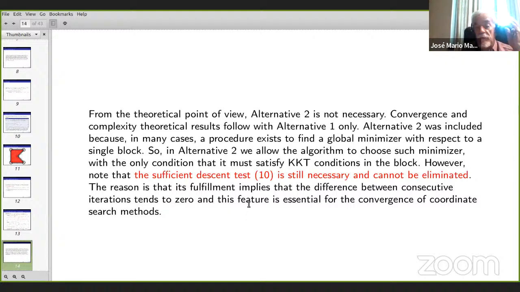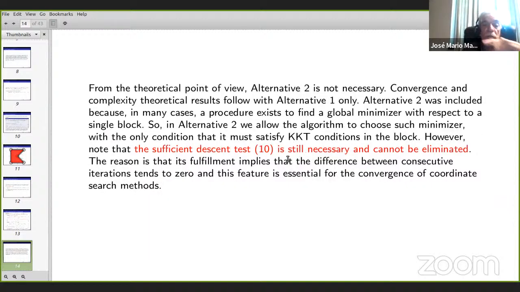The sufficient descent condition 10 is necessary, even in alternative 2. I mean, even if I minimize the true function, I need the sufficient descent condition. Maybe the global minimizer of the true function is not good enough from the point of view of block coordinate descent. In fact, in the counterexample of Powell, he does exact minimization, but this is not good enough.